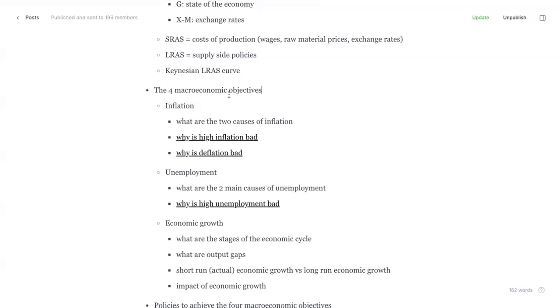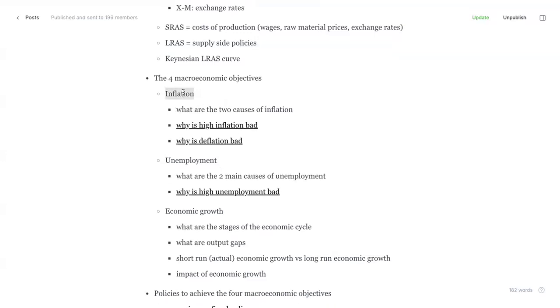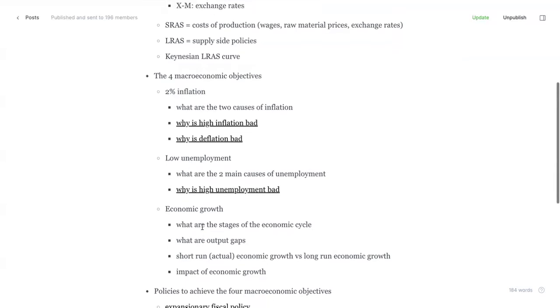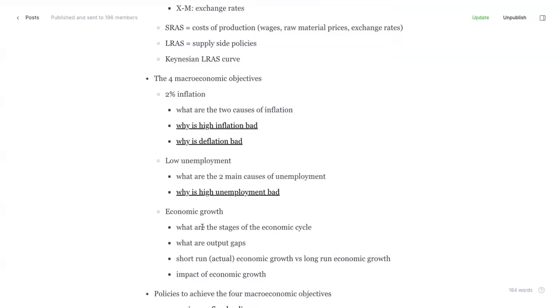We went through the four objectives. So they were inflation, being at 2%, low unemployment, economic growth, and a balance of payments on the current account. But we said that we would mostly cover balance of payments when we do year 13 stuff.